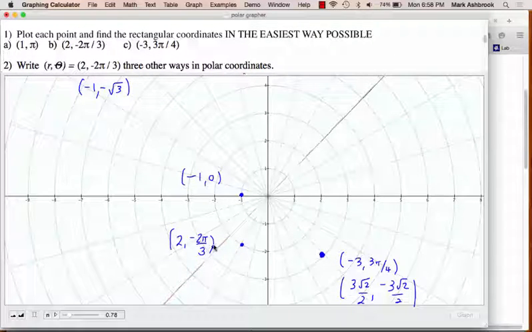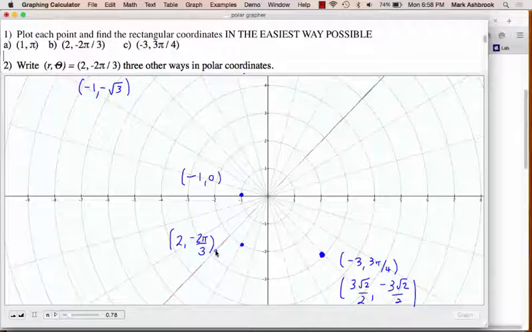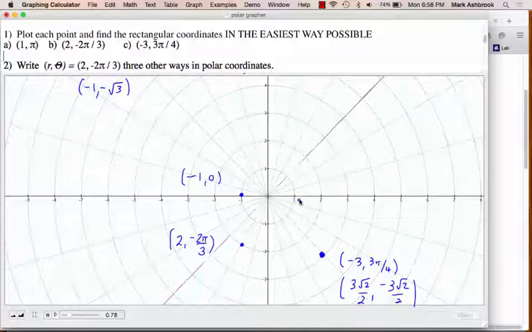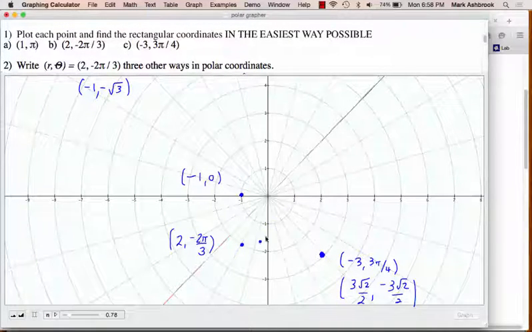So let's see. Is that right? 4 pi over 3, another 6 pi over 3. That's right. 2 and 10 pi over 3 works. One more suggestion. Negative 2 and 7 pi.